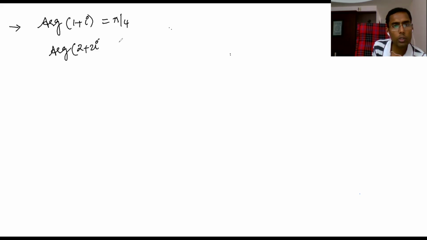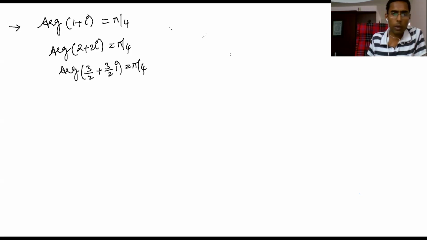Okay, all right. So now let's take the concept of argument again. What is the argument of 1 plus i? Pi by 4. What is the argument of 2 plus 2i? Pi by 4. What is the argument of 3 by 2 plus 3 by 2 i? Pi by 4. It's all in the first quadrant only.